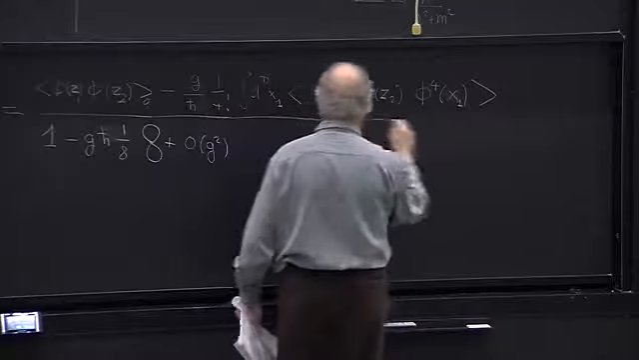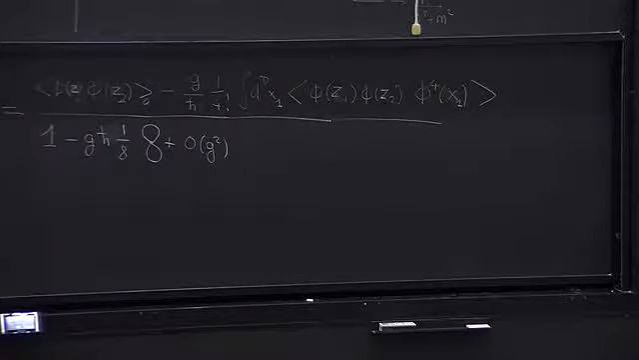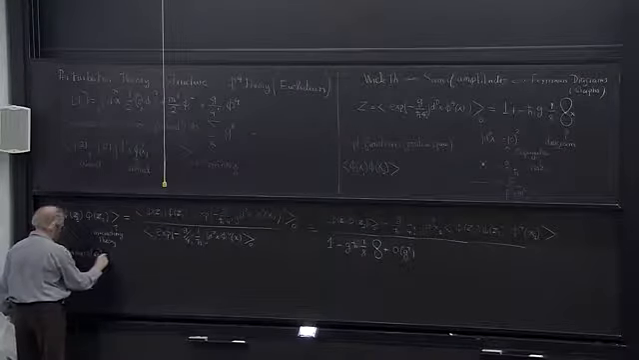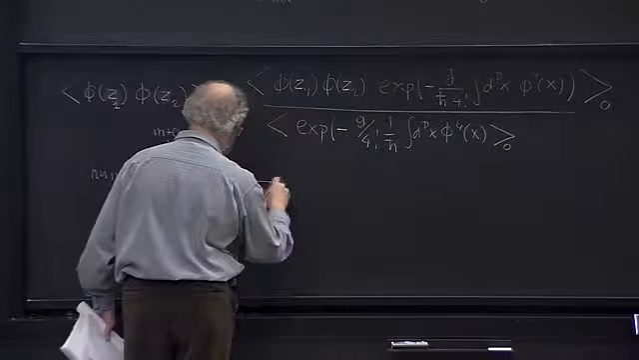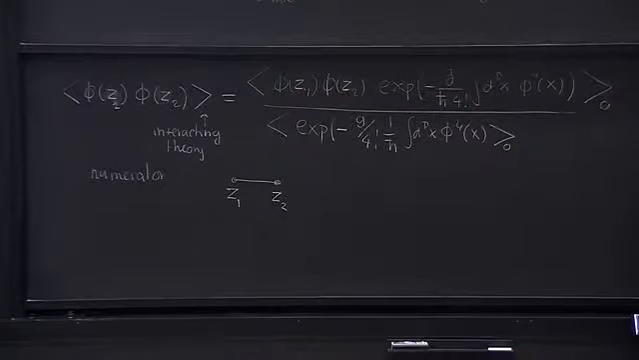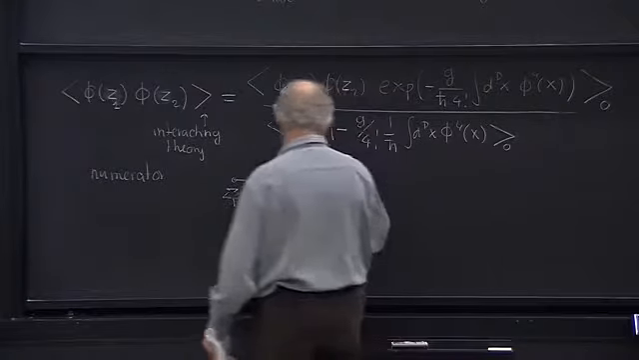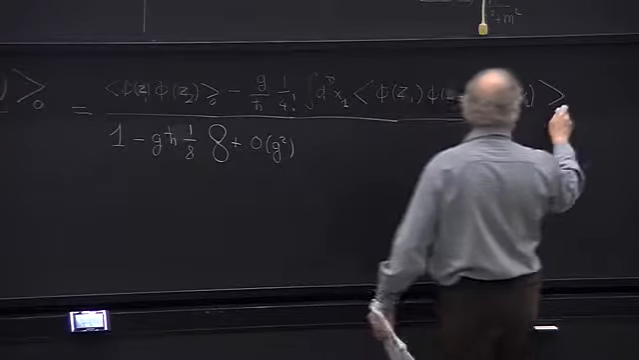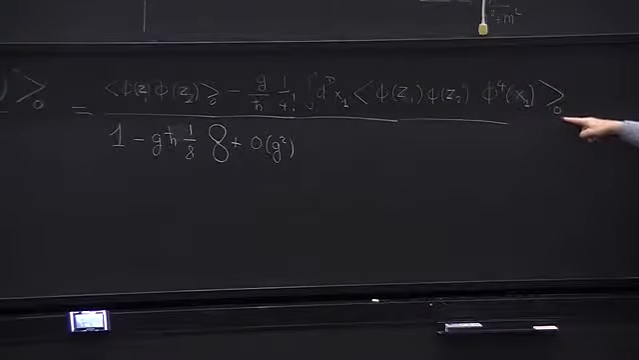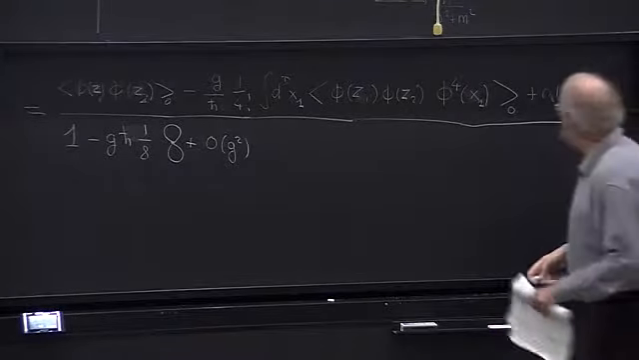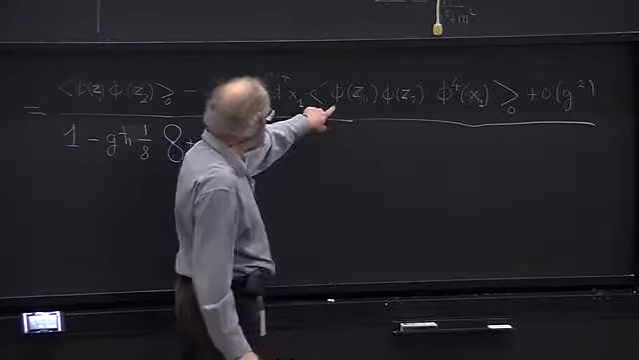Okay. So this is just the free propagator. So the numerator of this first term is just the free propagator between the point z1 and the point z2. And of course, this is the expectation value with respect to the free theory. And then you have terms of order g squared.